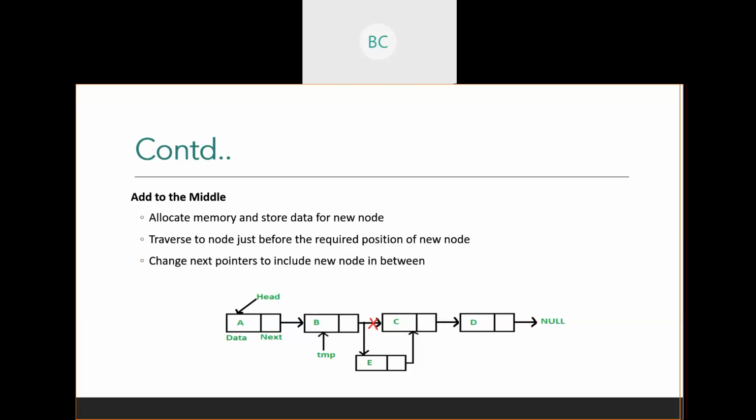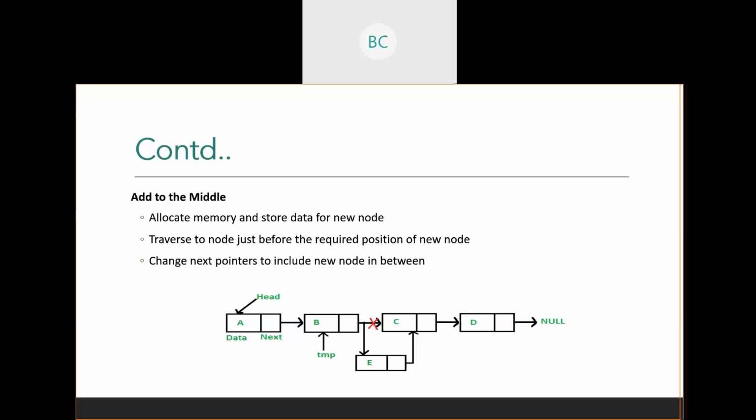Even in queue, we can insert items from both ends. We can delete the item from both ends, but we cannot add or delete an item from the middle. But in linked list, we can add an item in the middle and also delete an item from the middle. So to add the item in the middle position or anywhere, it's not only the middle, it can be any location, any randomly selected place.